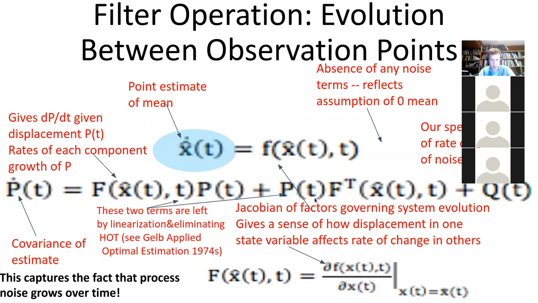Is part of the intuition captured by these terms. Now you'll notice this F is a matrix. You may notice this transpose here. F is a Jacobian. It's a linearization of these equations here.